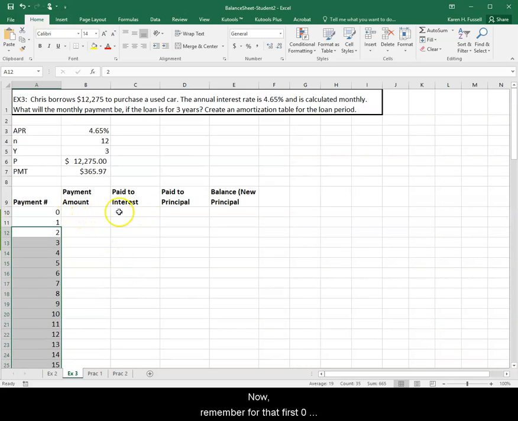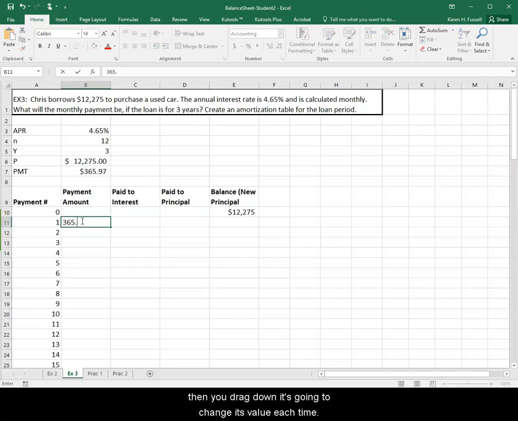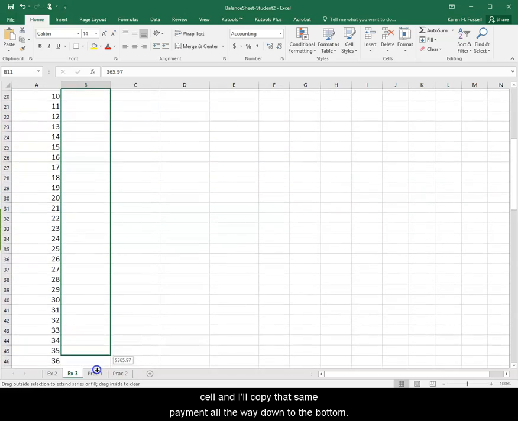Okay, remember for that first 0 month, basically, everything across the top is going to be empty except for our balance. So our $12,275 will go into that principal amount. Our payment amount, we're not going to copy that, we're just going to retype it, because if you copy it and then you drag down, it's going to change its value each time. Okay, so since I typed it in, now I can copy down that particular cell, and it'll copy that same payment all the way down to the bottom.